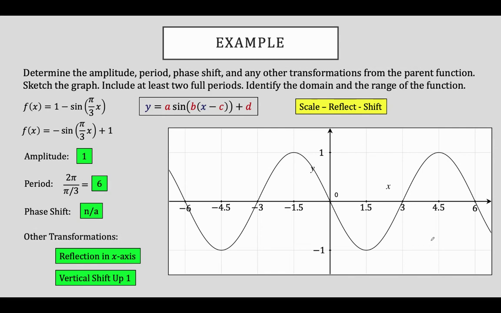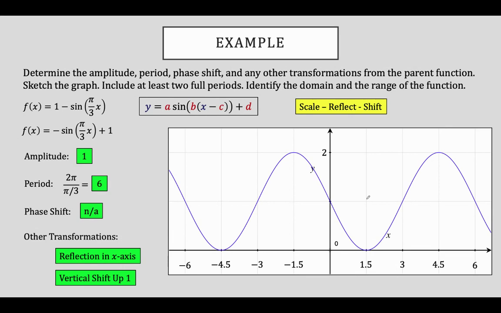Now that we've done our reflections, let's do our shifts. Well, we don't have any horizontal shift. There is no phase shift to worry about. We just have a vertical shift, which means we're going to take every single one of these points and shift it up 1 unit. That means that these maximums are going to move up to 1, and that these minimums are going to move up to 0, giving us our final graph. Here we have f(x) equals 1 minus sine pi over 3x.